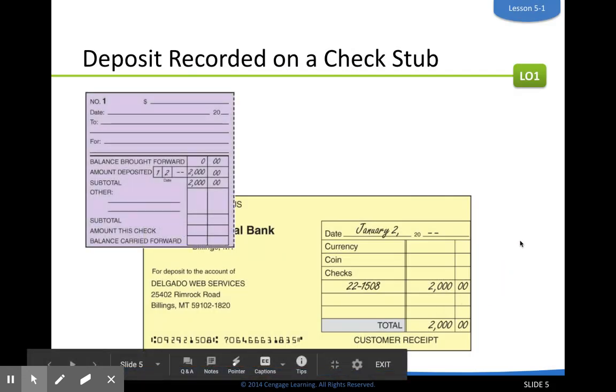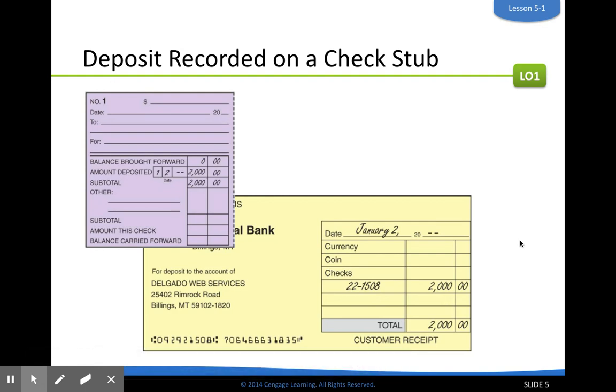When we make a deposit, we need to fill that deposit out on something called a check stub. A check stub is what is left after you tear a check out to pay someone. The check stub is what you're left with. So you might want to draw arrows on your note guide showing where these numbers are coming from.